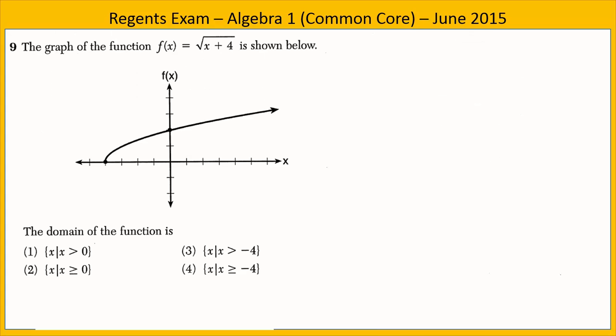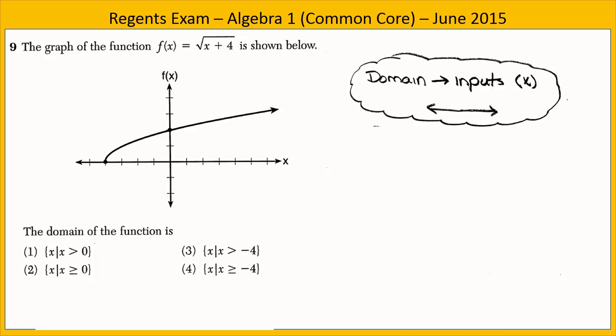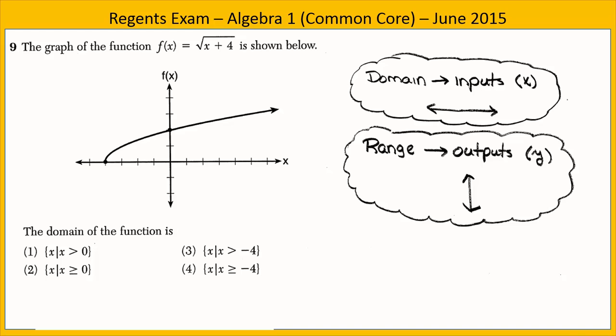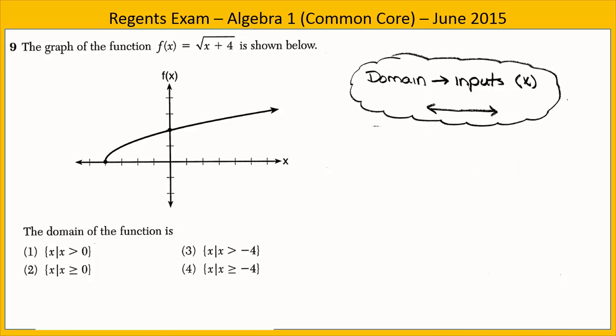In exercise 9, we're given the graph of a function. This is a square root function, and we're asked to determine what the correct domain is. Domain refers to the x values, the inputs, left to right. Range refers to the y values, the outputs, low to high. In this problem, we're interested in the domain. Let's take a look at the x-axis. The values for x that make sense begin at -4 and move on to the right.